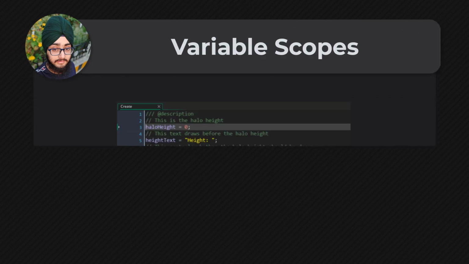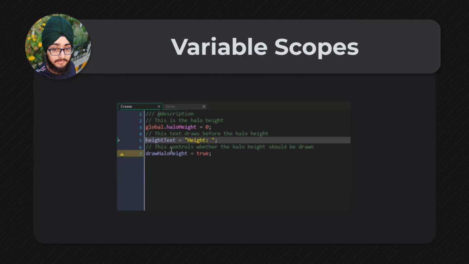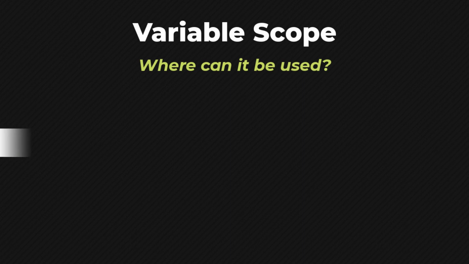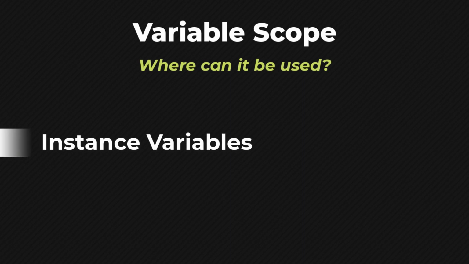Hey there, in this lecture we're going to learn about variable scopes. The scope of a variable tells where that variable can be used. The variables that we have been using are called instance variables. These variables are created in objects, and when the game is running, they are only available in the instances of that object. So each instance has its own set of variables that were defined in that object.